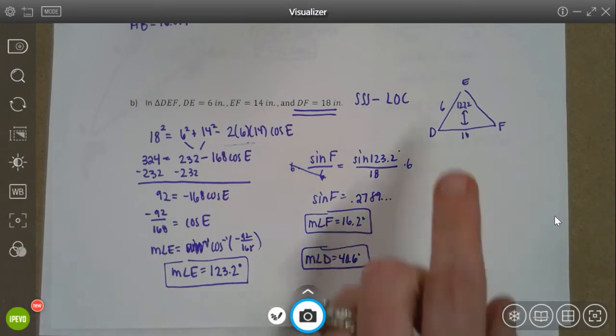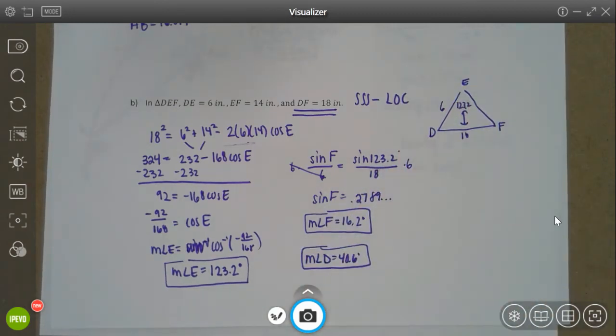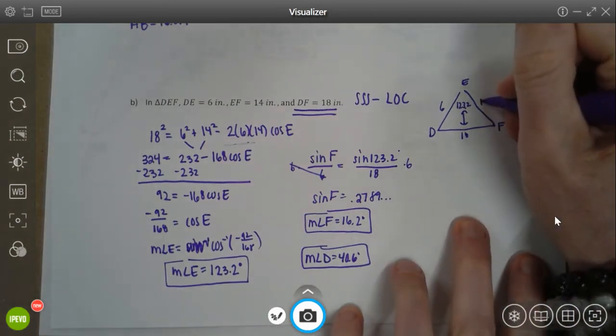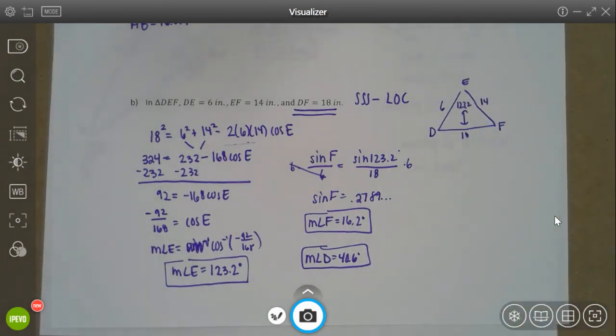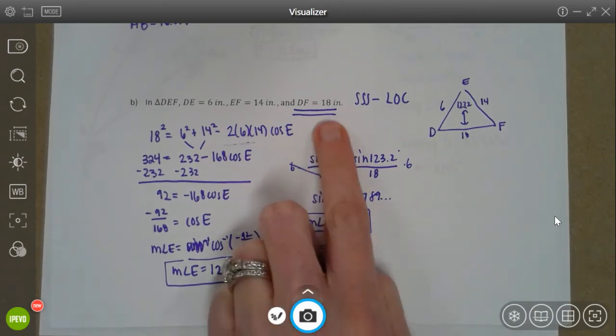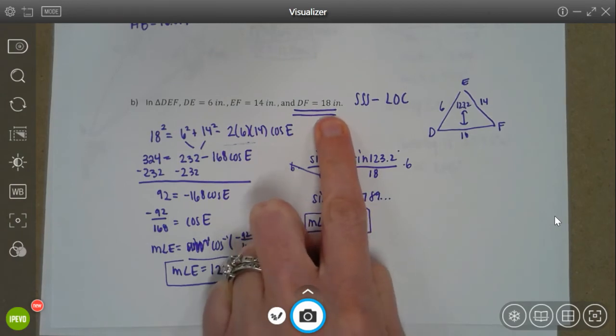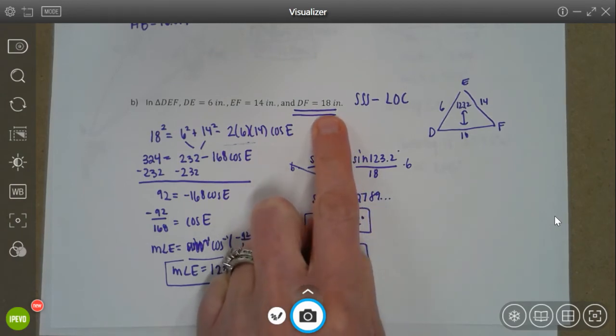So what I did was I drew my picture, and I should have labeled all three sides, but I didn't. So I'm going to go ahead and label this EF over here as 14. And so when I'm working with side, side, side, and I know I'm going to be using my law of cosines, what I'm going to do is find my largest side. And I'm going to solve for the angle opposite that first.